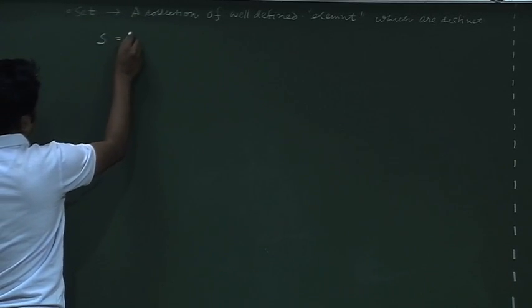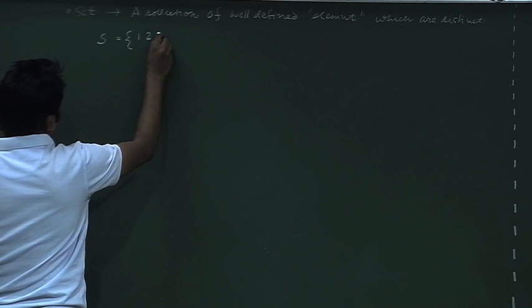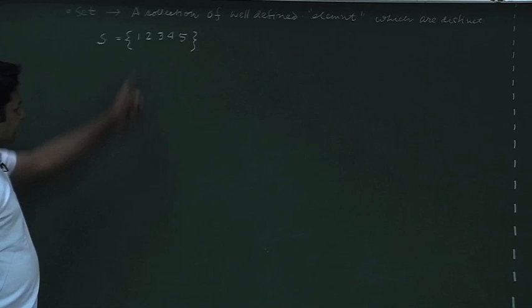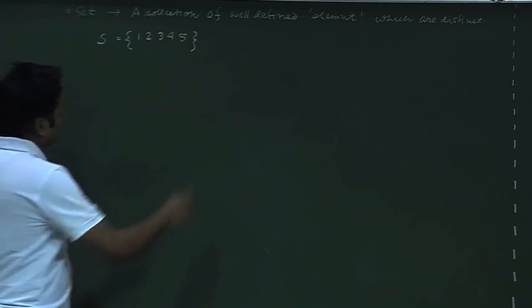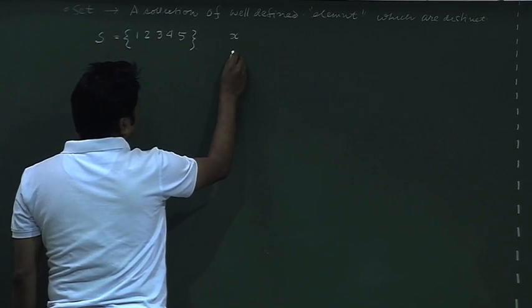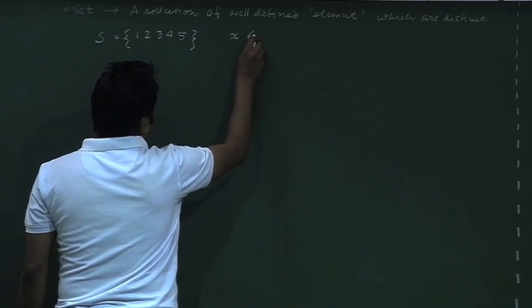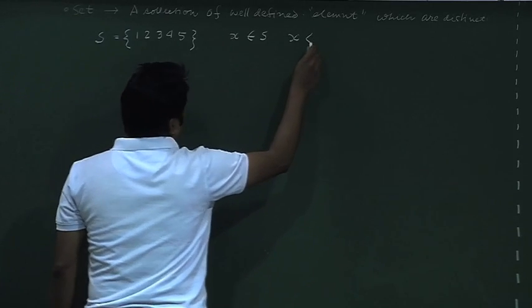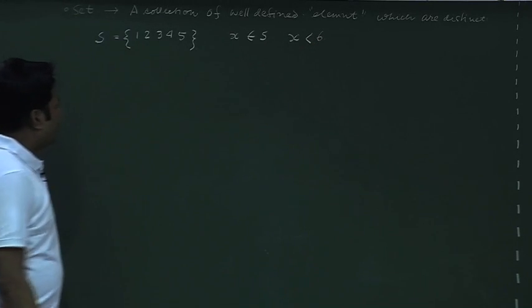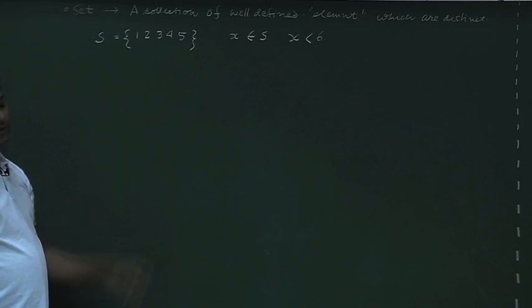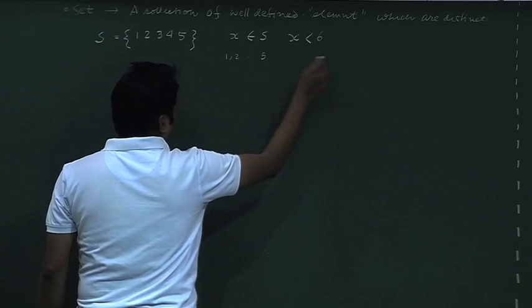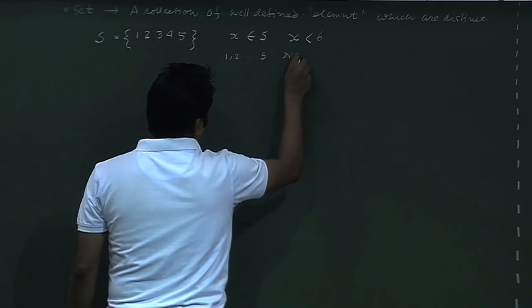A simple example: if S is a set containing the numbers 1, 2, 3, 4, 5, then the extension of these numbers is up to 5. So, I can say any general element x which belongs to the set S is restricted by this. 1, 2, 3, 4, 5 and so on is the set of natural numbers, we call it natural numbers.